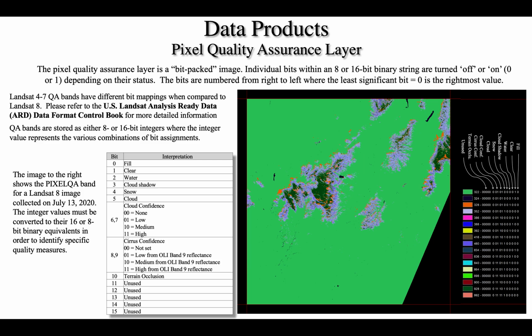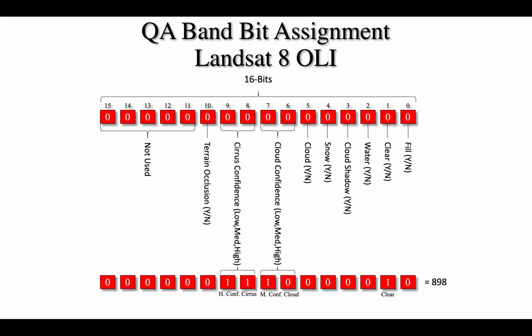The Landsat 8 pixel quality assurance band utilizes 11 of 16 bits to convey pixel quality data. Bits are written from right to left, where bit 0 is the fill bit and identifies whether the pixel is a no data pixel. Bit 1 identifies whether the pixel is clear or not. Bit 2 identifies water, yes or no. Bit 3 identifies cloud shadow, yes or no. Bit 4 identifies snow.